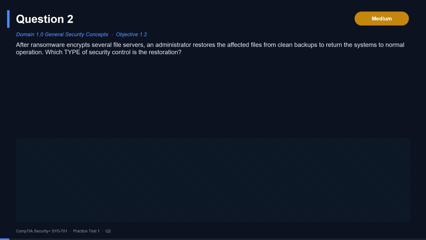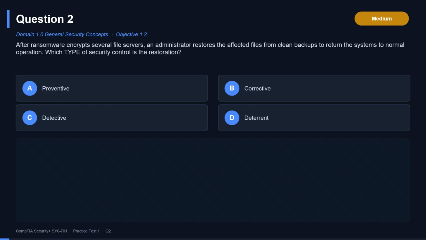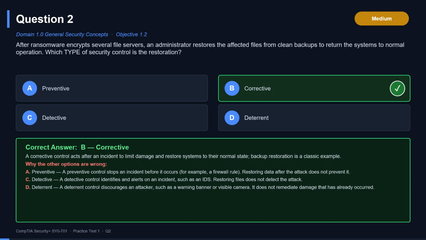Question 2. After ransomware encrypts several file servers, an administrator restores the affected files from clean backups to return the systems to normal operation. Which type of security control is the restoration? The correct answer is B, corrective. A corrective control acts after an incident to limit damage and restore systems to their normal state. Backup restoration is a classic example.